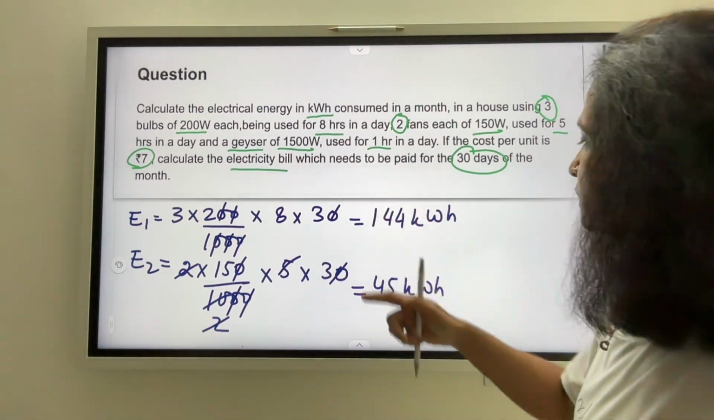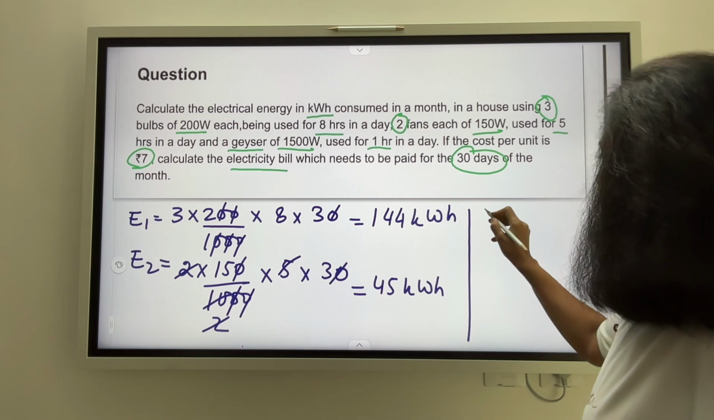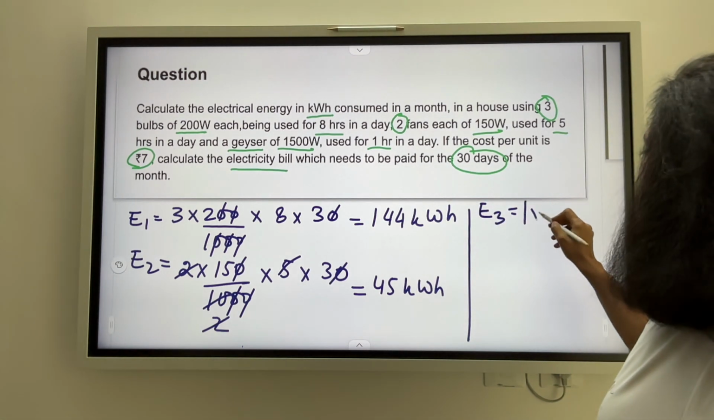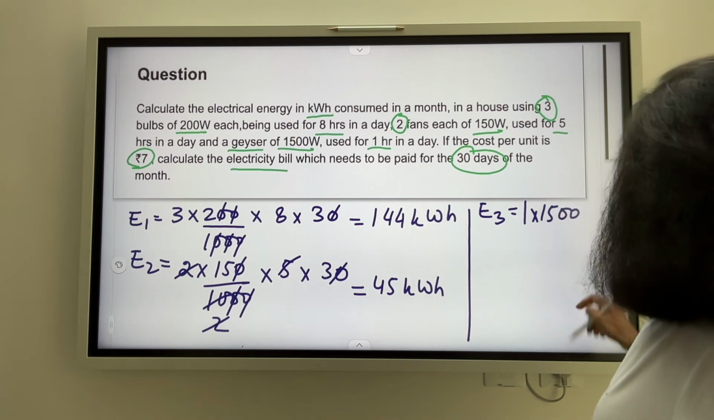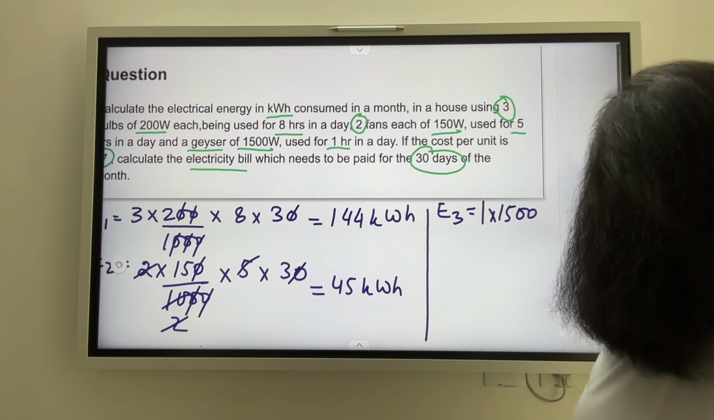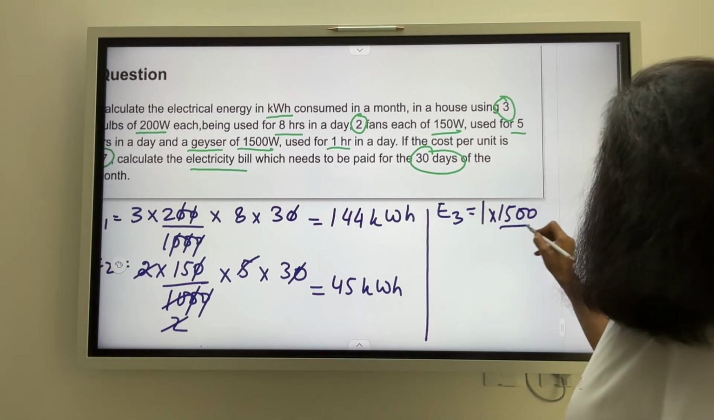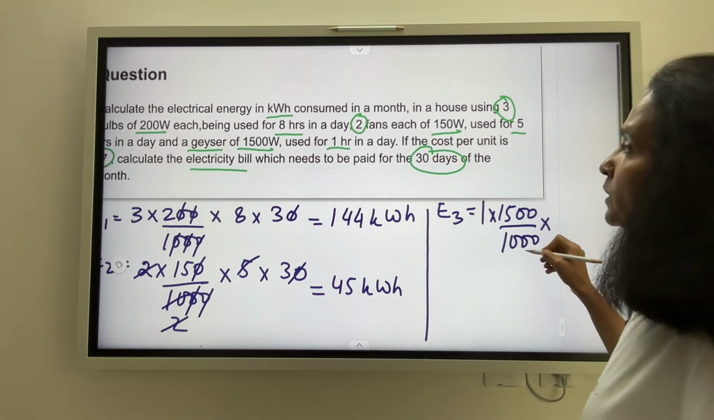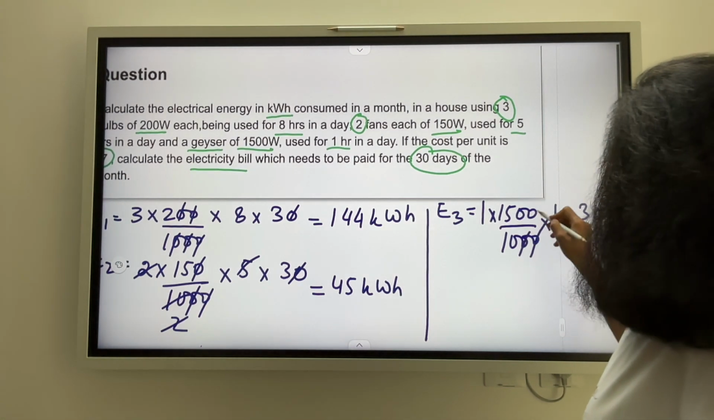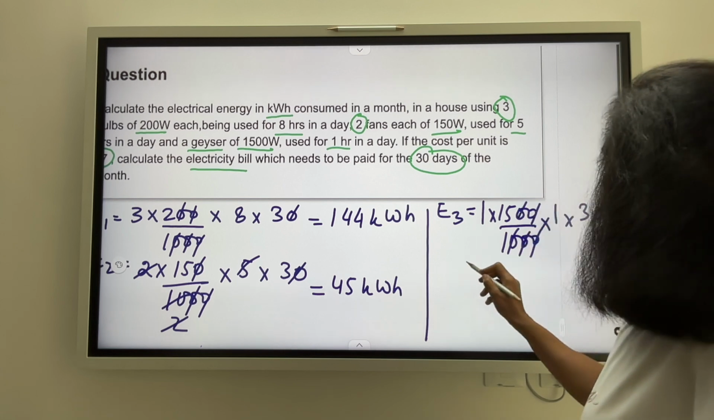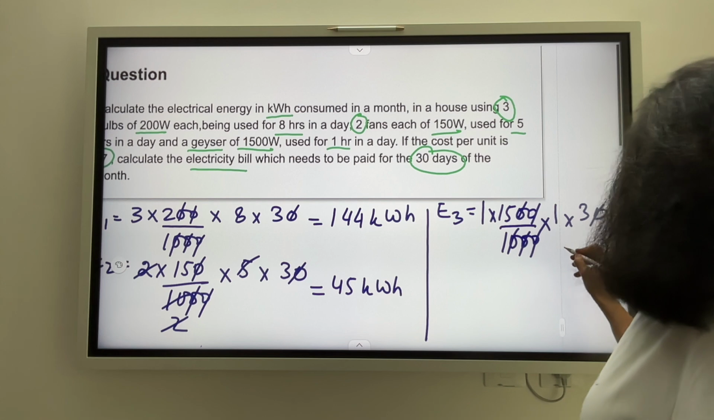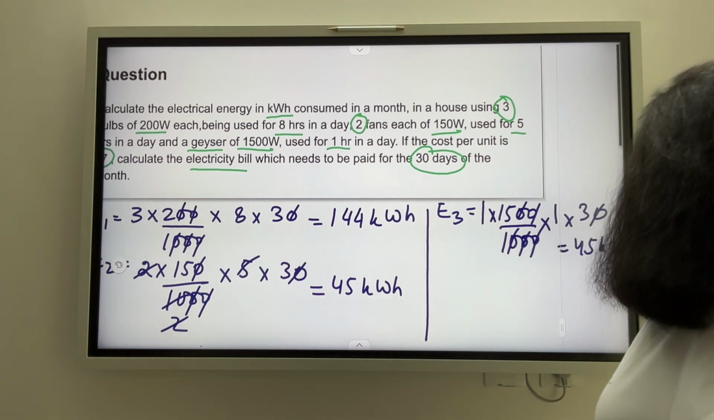All right, now what else do I have? I have a geyser. So how much energy has been consumed by the geyser? You have just one geyser which is 1500 watt. So 1500 divided by 1000. How many hours in a day? 1 hour in a day for 30 days. Now 15 threes are 45, this also is 45 kilowatt hour.